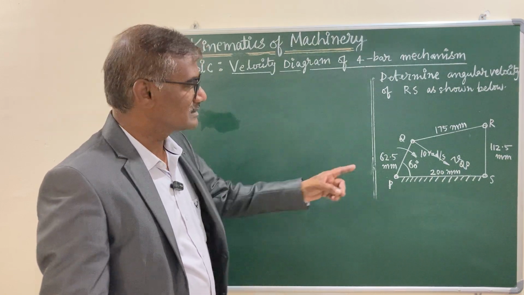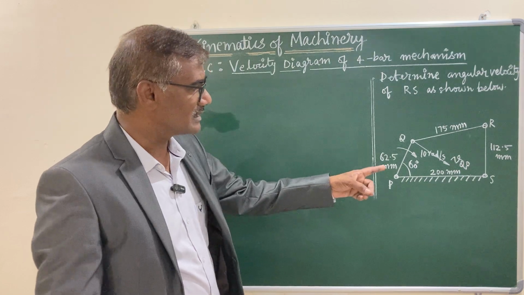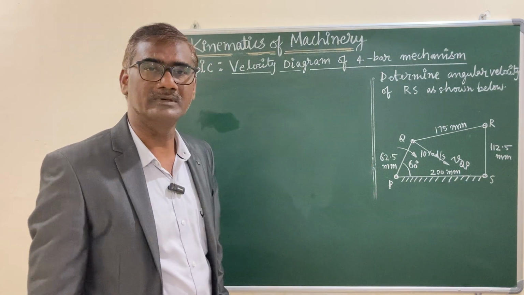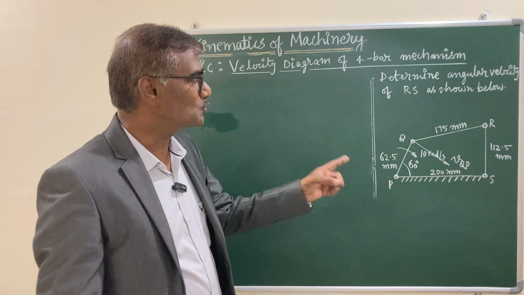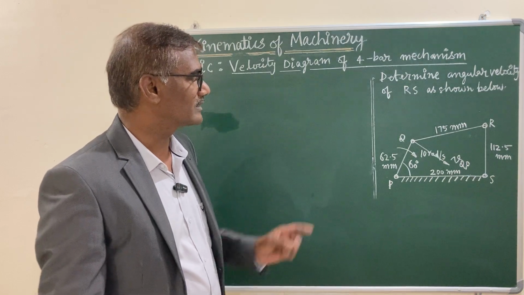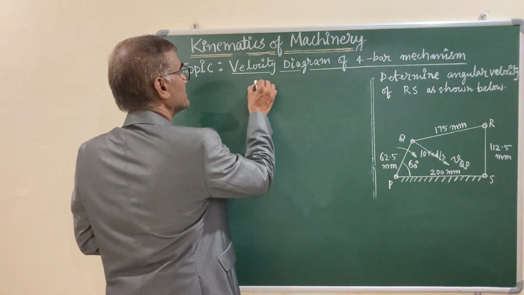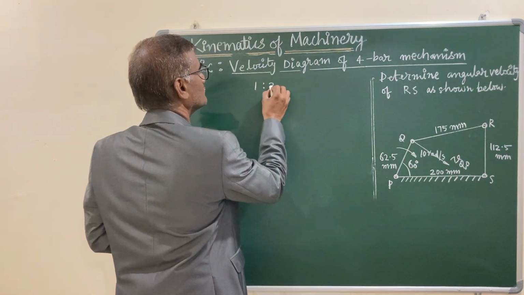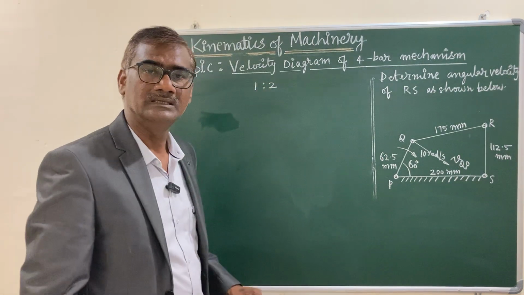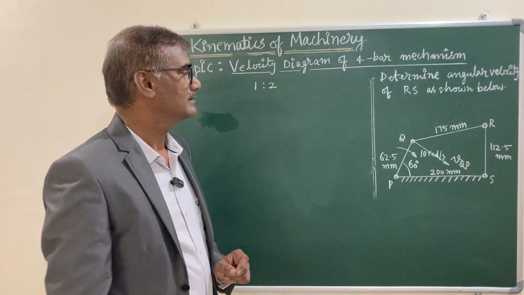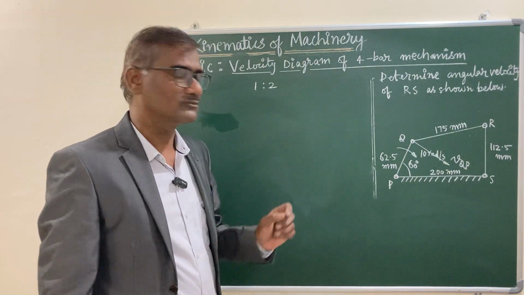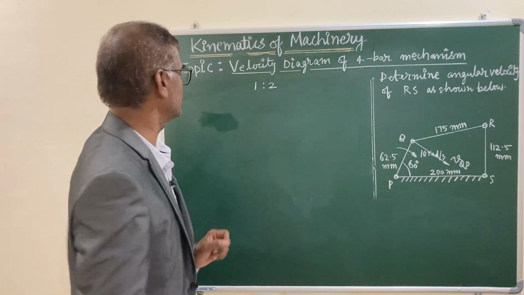Now, look at the dimension of fixed link PS, that is 200 mm. It is too long to draw the diagram. For that purpose, you have to adopt a scale. So I am adopting a scale of 1:2. That means I am taking the given length divided by 2 and drawing the configuration diagram to the scale. So that is your first step.